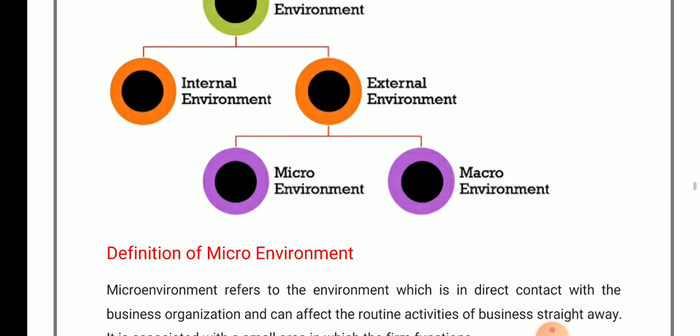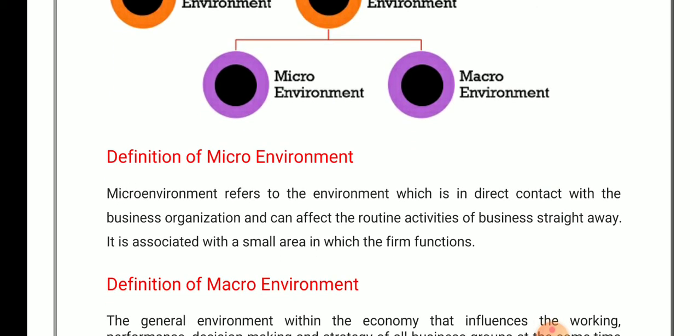So what is micro environment? Dear students, basically the environment where there is direct contact with the business organization is known as micro environment, and this micro environment can affect the routine activity of business. Whatever the routine activities, they are affected by the micro environment.